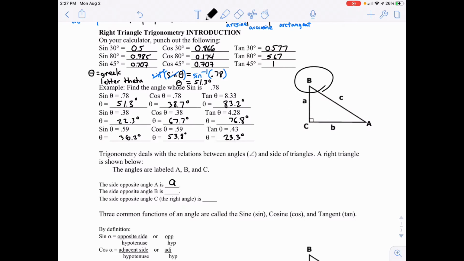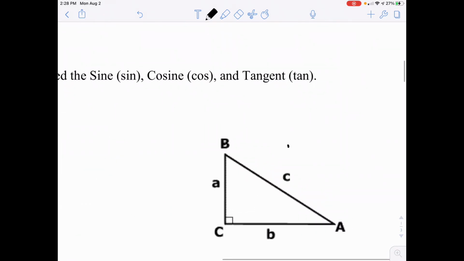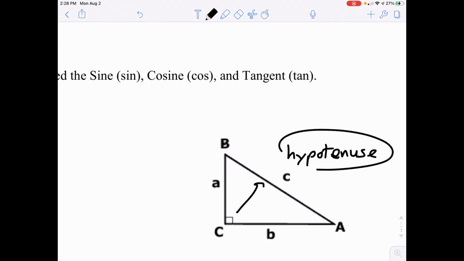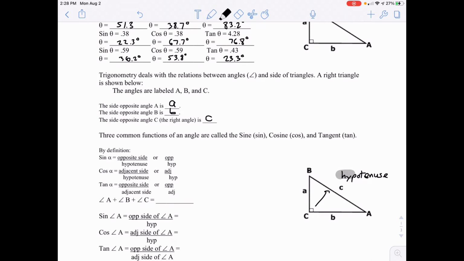The side opposite angle B, well, that's little b. And the side opposite angle C, well, that's little c. But next to little c, I want you guys to write, and we'll do it down here on this same triangle, next to letter C, let's write the word hypotenuse, because that's what it's called. The side that's opposite the right angle is always called the hypotenuse. And we can say that it's hyp for short.